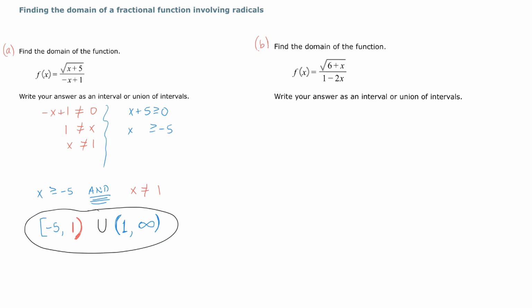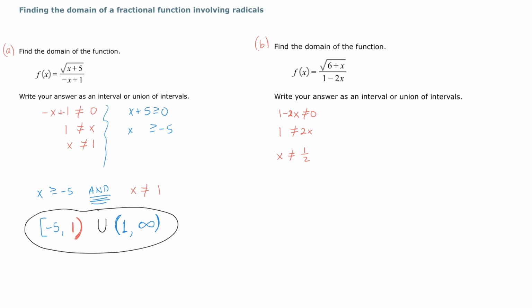Why don't you go ahead and try part B? If you need to, pause the video, try the problem yourself, and then unpause it to check your answer. First thing we're going to do here is analyze the denominator. 1 minus 2 times x cannot be 0. That means 1 cannot be 2x, or x cannot equal 1/2.